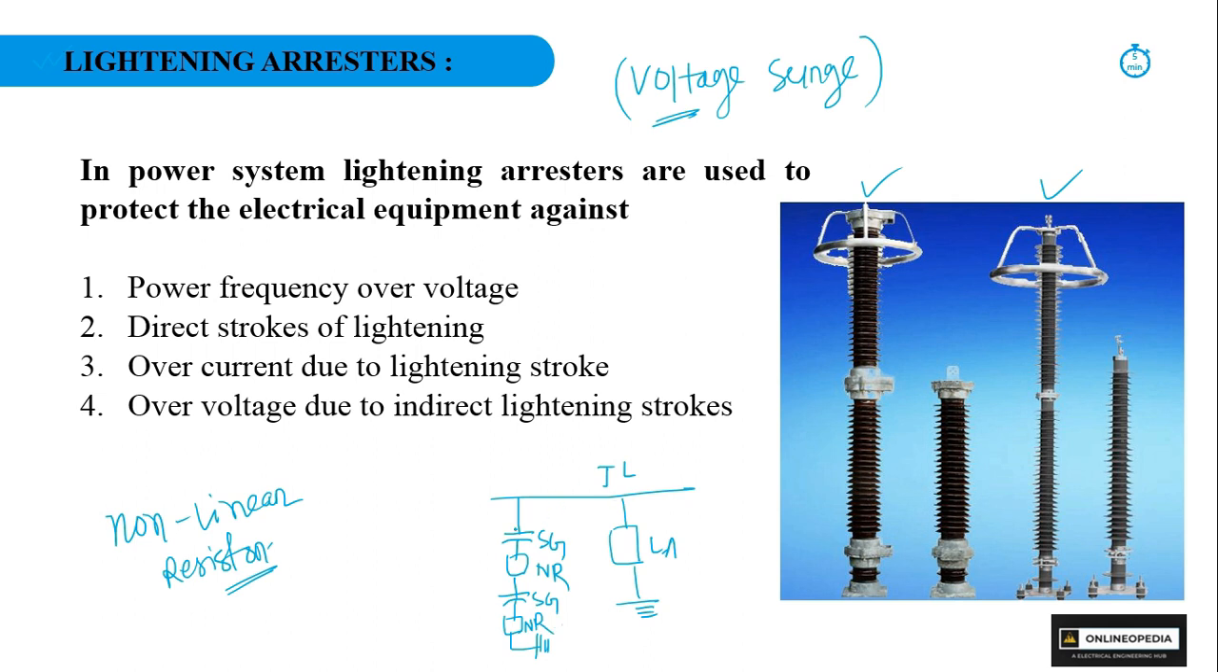Under normal conditions, the surge diverter provides a high impedance path, so no current flows through it. But when a fault occurs, that is, lightning happens, then the lightning arrestor provides a low impedance path, and the voltage surge goes to the ground. Now the first question: in a power system, lightning arrestors are used to protect the equipment against over voltage due to indirect lightning strokes.